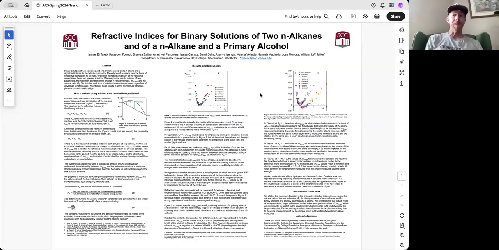Okay, I wanted to review some of the updated information about this poster. I've talked about the abstract and what is an ideal binary solution. That's this left-hand column. Let me start with the results and discussion. And this is the poster for ACS Spring 2026. And here we go.